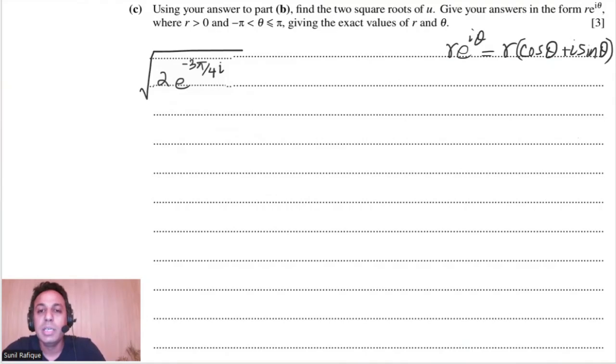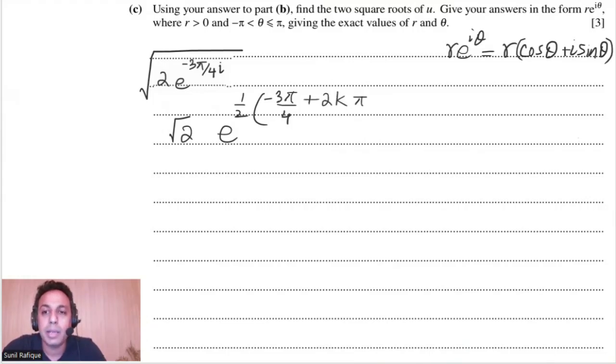Square root it. So when I square root, the modulus becomes square root 2, and there are 2 possible square roots. So you can write this as half of minus 3 pi over 4 plus 2k pi. Why am I putting a k pi? Because for k, I'll put a 0 and then I'll put k equals 1 and I'll get my 2 square roots. You'll find out how.